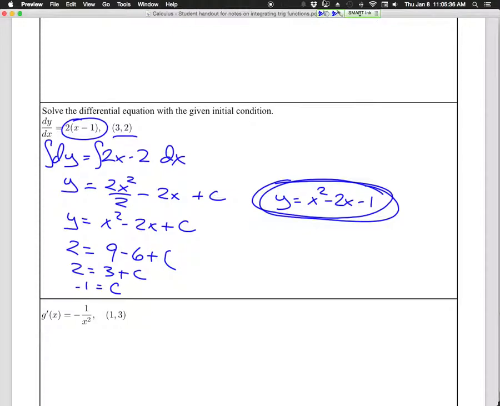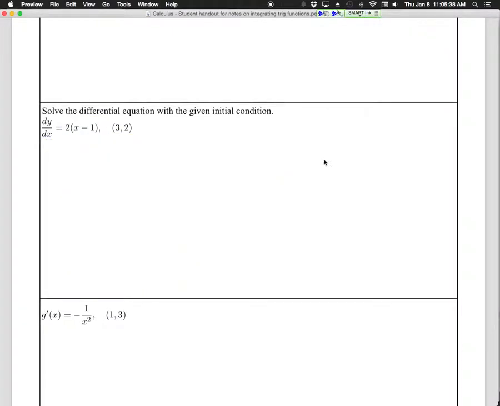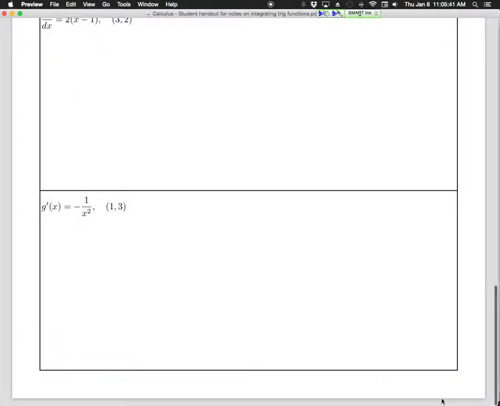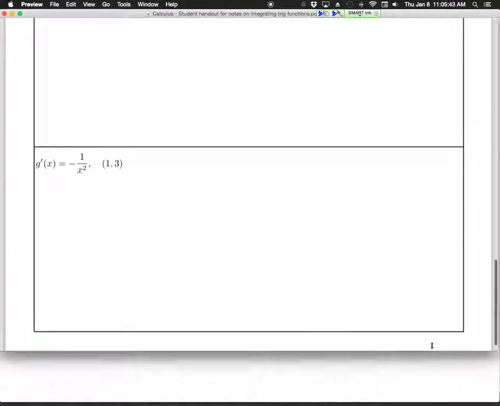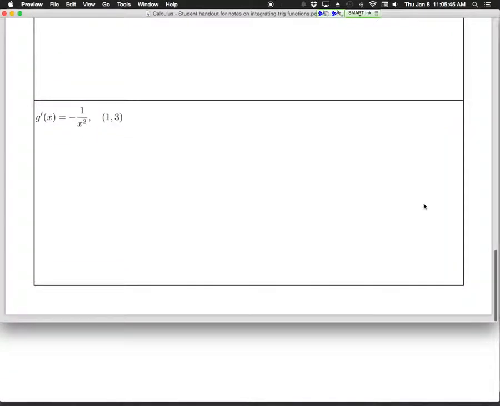Let's look at one more of those. Alright, g prime of x equals negative 1 over x squared, and my initial condition is (1, 3). Move it to the top. Move it to the top. Gives me that.